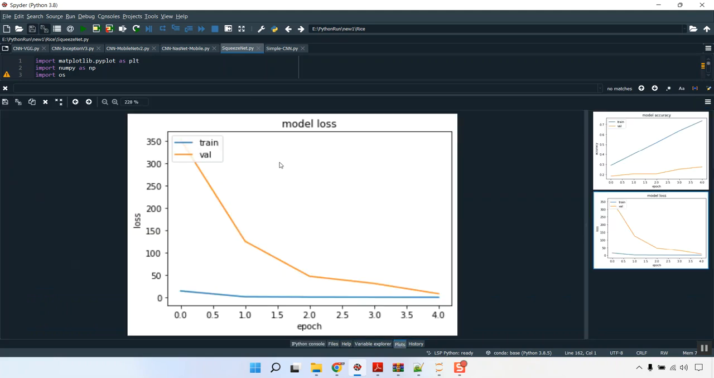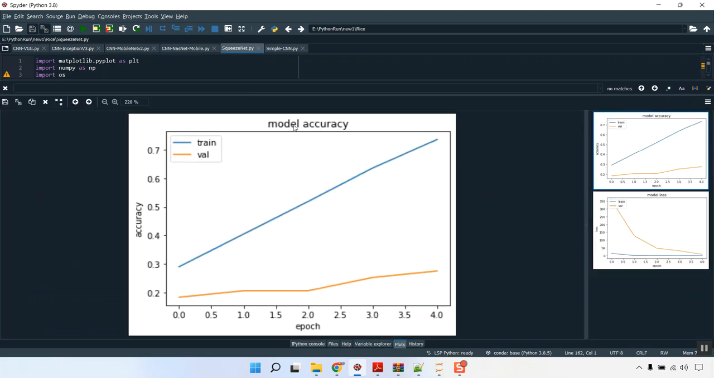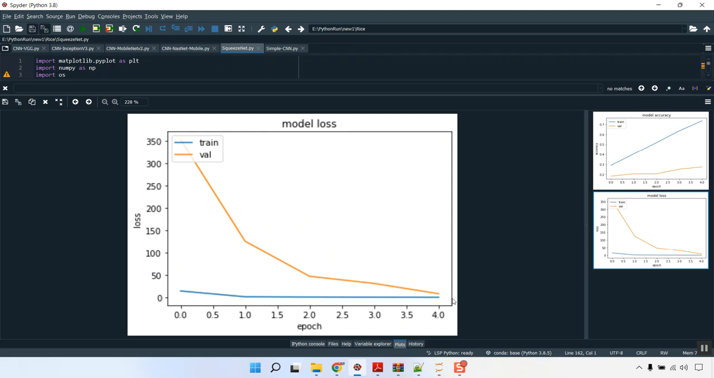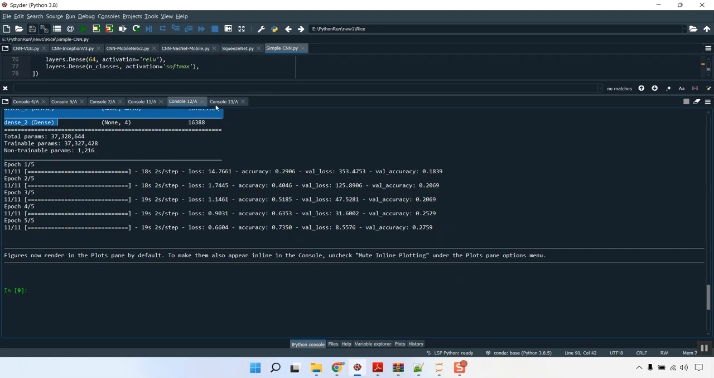For this I am using accuracy. For training it's reached above 0.7, and for testing this is the loss values. And this is the final thing, it is simple CNN, just a CNN.